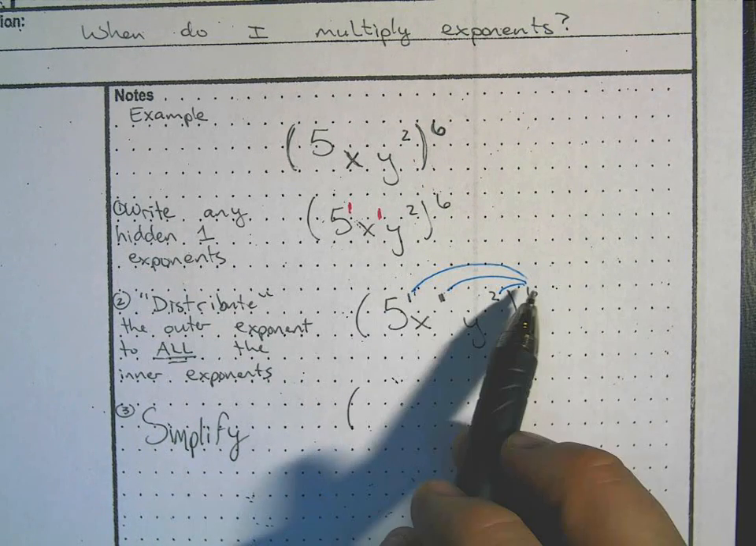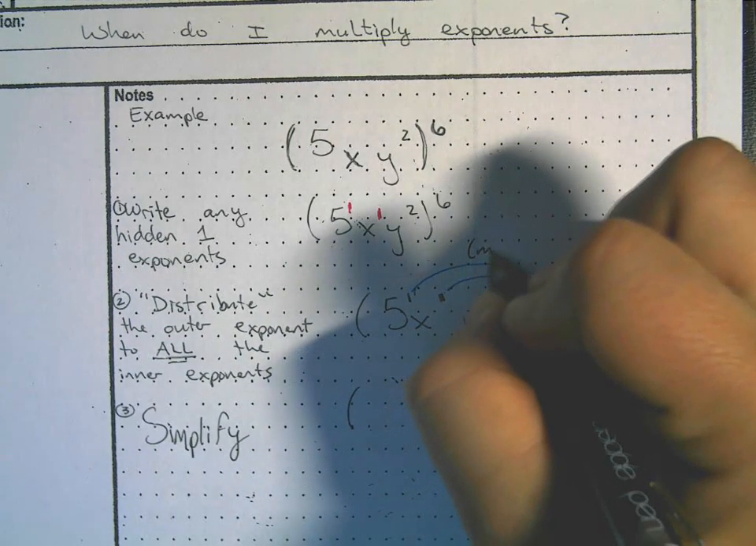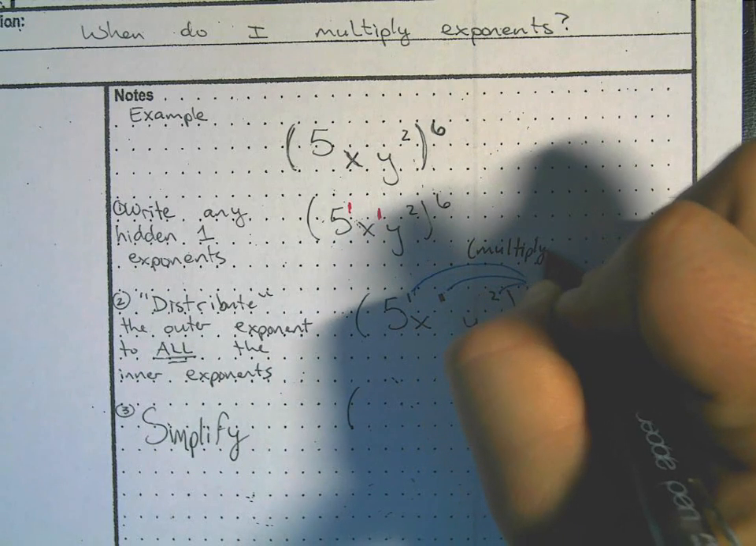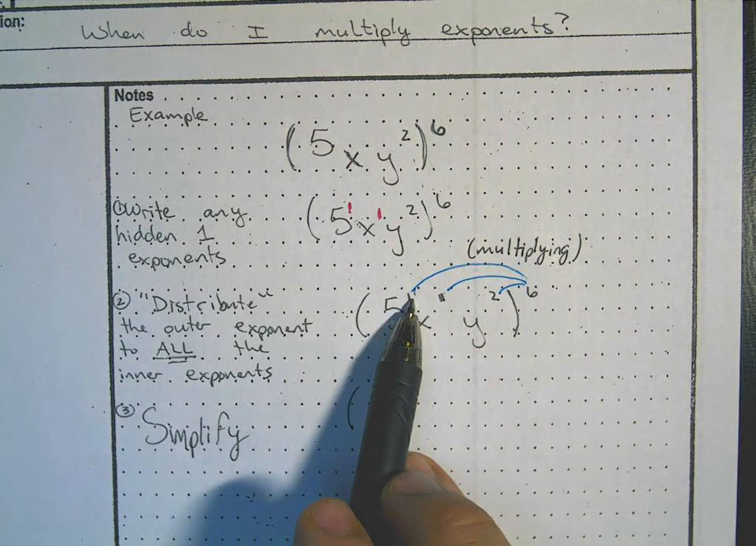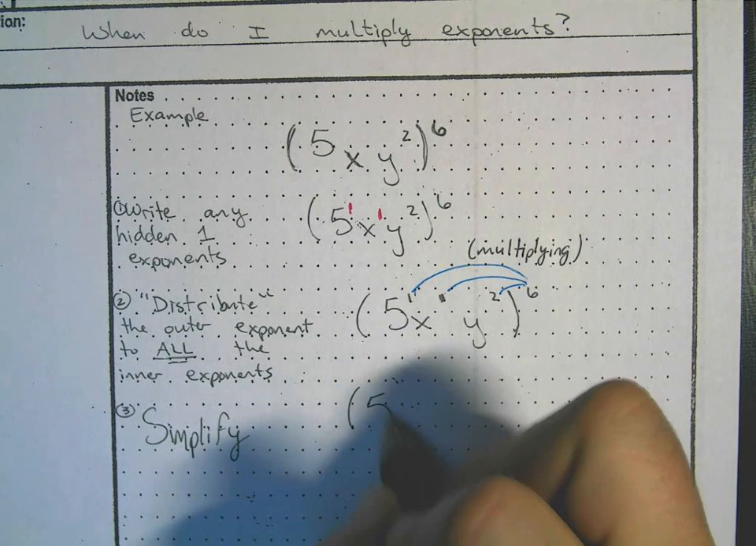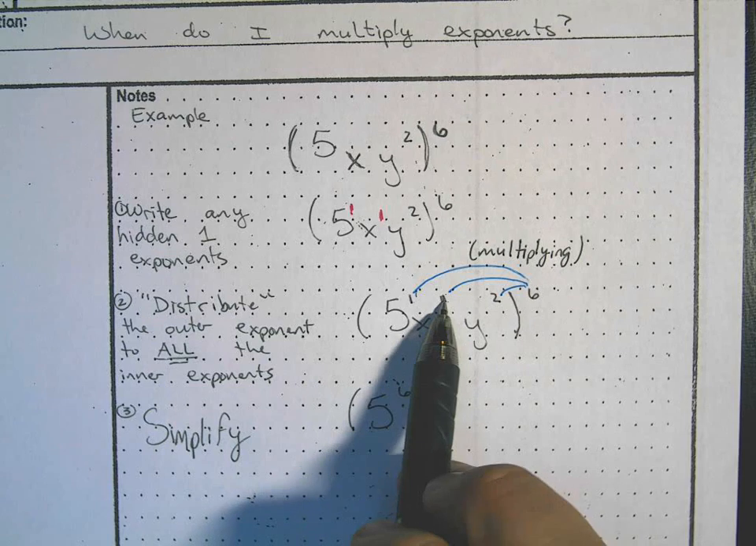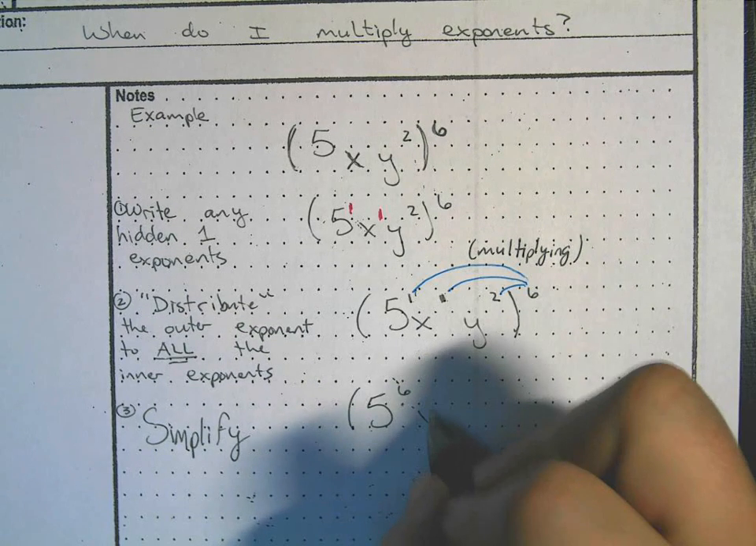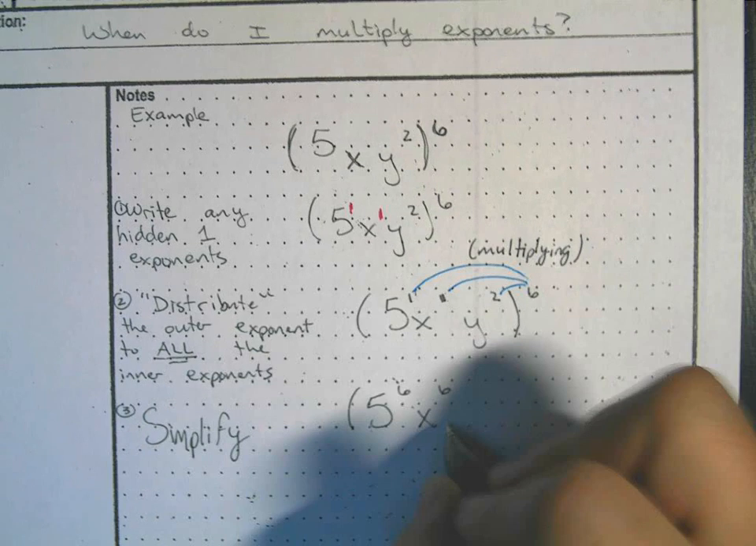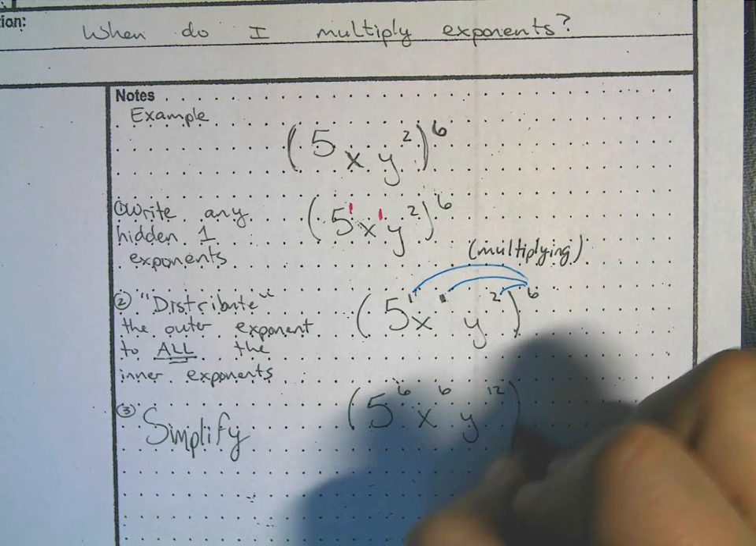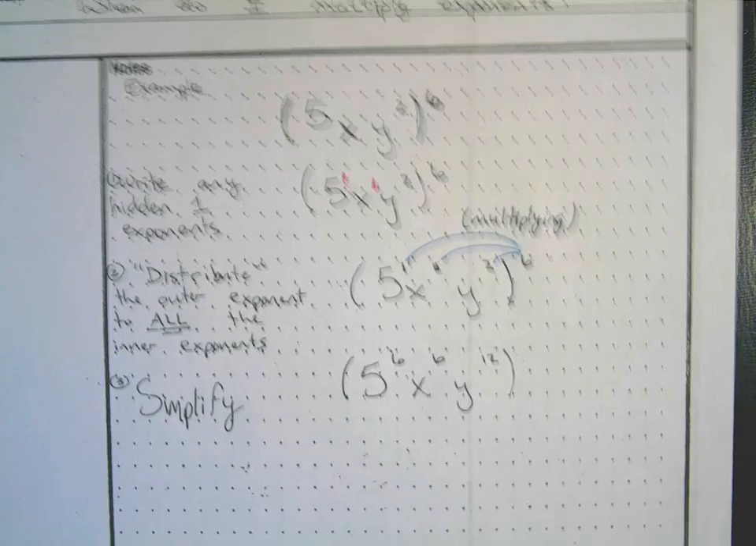And this is multiplying. The rainbows are telling me to multiply. So I'm going to go 1 times 6, so I'll have 5 to the 6th. 1 times 6, so I have x to the 6th. 2 times 6, so I have y to the 12th. And that's how we're going to do this.